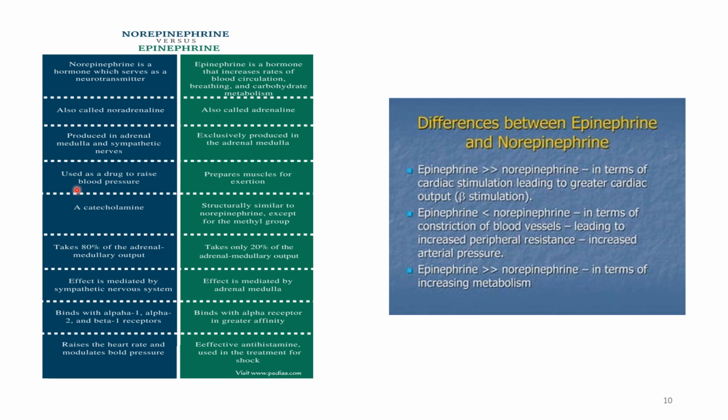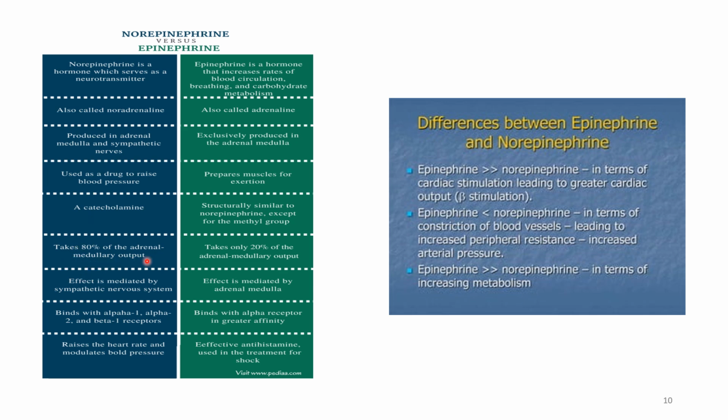Now norepinephrine is used as a drug to raise the blood pressure. Why? Here you can see the norepinephrine. It leads to constriction of the blood vessels by acting more on the alpha 1 receptors. So it leads to increase in the blood pressure. So you can use this in hypotension. Here epinephrine prepares muscles for exertion. Norepinephrine is a catecholamine. Epinephrine is structurally similar to norepinephrine except for the methyl group. So these are catecholamines. So the difference is the methyl group.